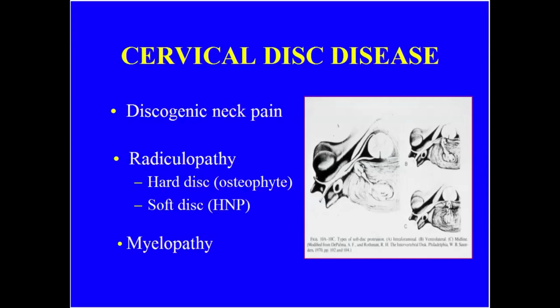There are basically three flavors of problems that you can have with cervical disc disease, and they certainly overlap to a large extent. Many times you'll have a combination of the three. But you can have discogenic axial neck pain. You can have radiculopathy, which in the old terminology was broken down as a hard disc, which is a bone spur causing nerve root compression, or a soft disc, which is a true herniation of disc material causing nerve root compression. And you can have myelopathy. Many times you can have 2 or 3 of these 3 together.